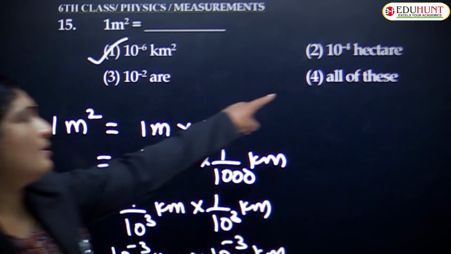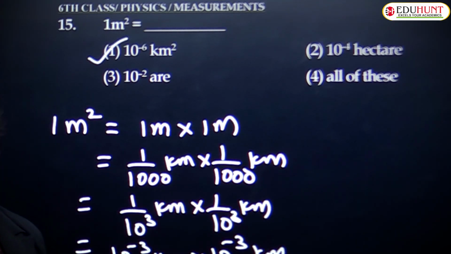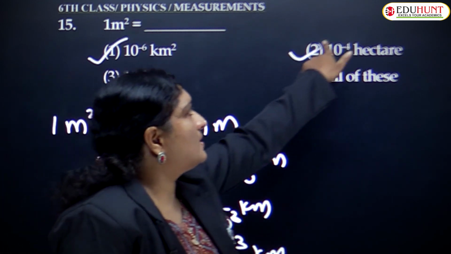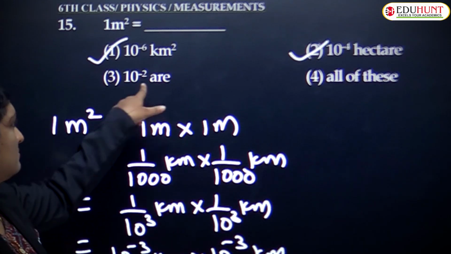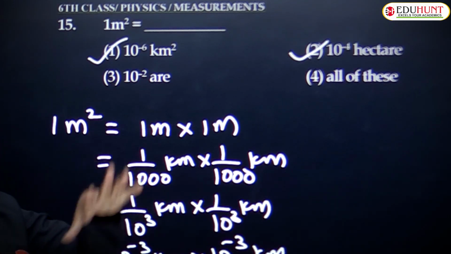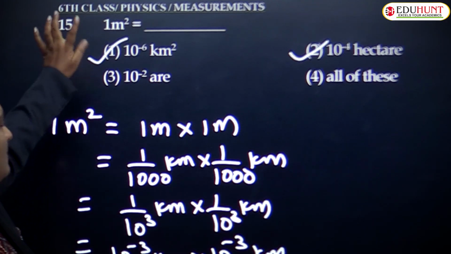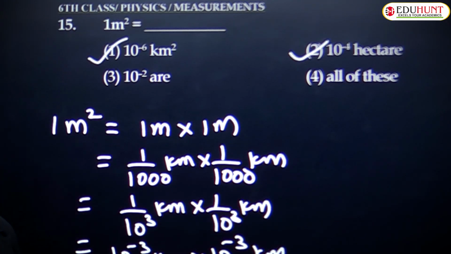But here in the options, all of these are given. Let us check whether the other options are true or not. I already told you 1 meter square is equal to 10 power minus 4 hectare. This is also true. And R is another unit which you need to know, children. Just remember that 1 meter square is equal to 10 power minus 2 R.